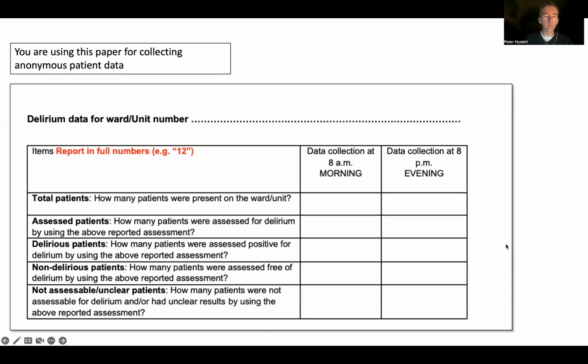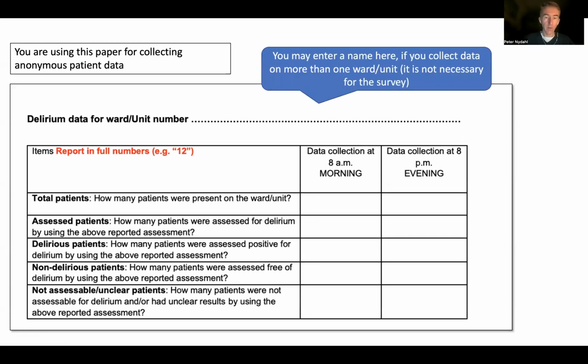First, delirium data. We're just collecting anonymous patient data. We are not collecting single patient data such as names or comorbidities, age, and so on. We are just asking how many patients were present on the day. If you are collecting data on more than one unit, you may put in the ward number or unit number, just not to confuse your own assessment.